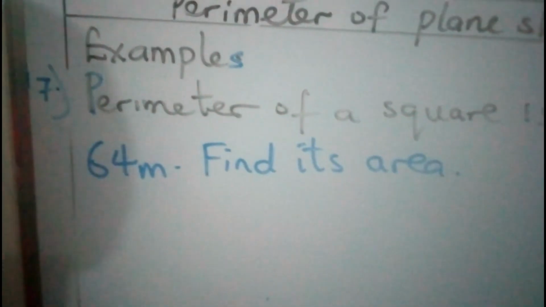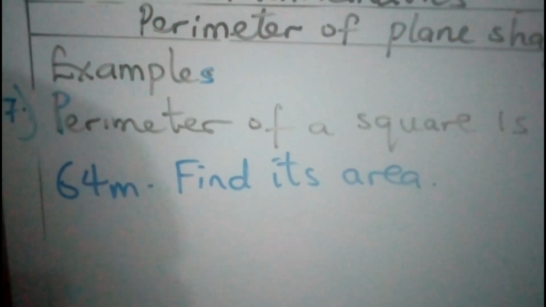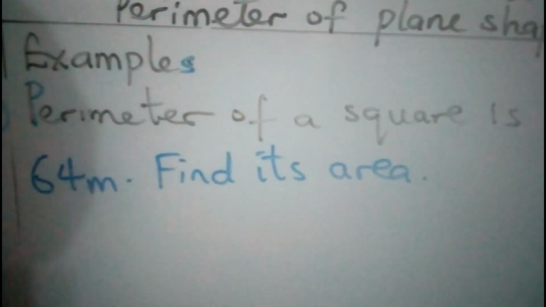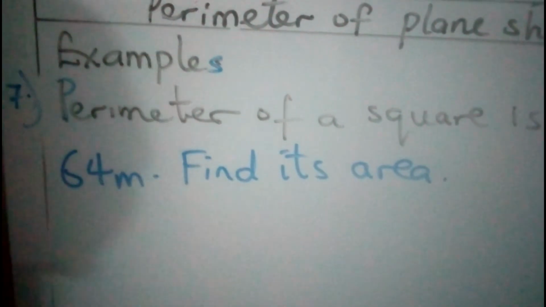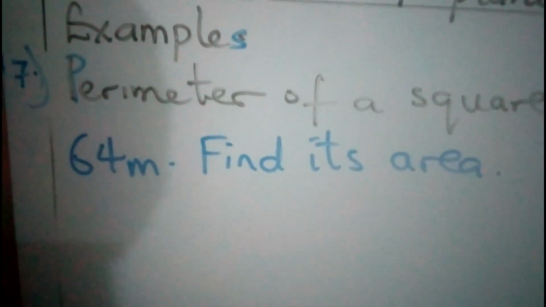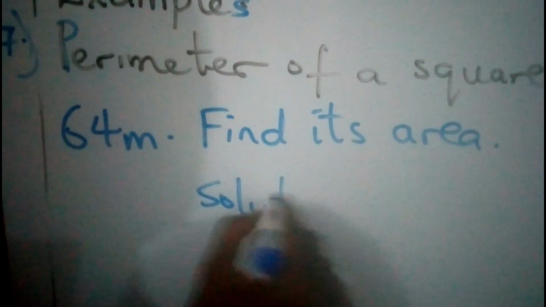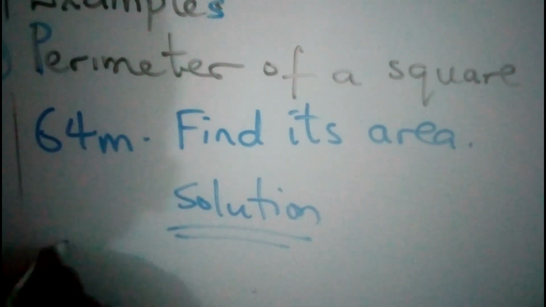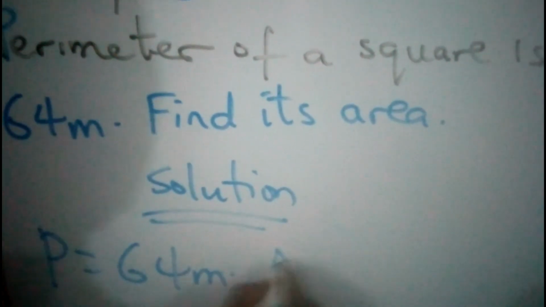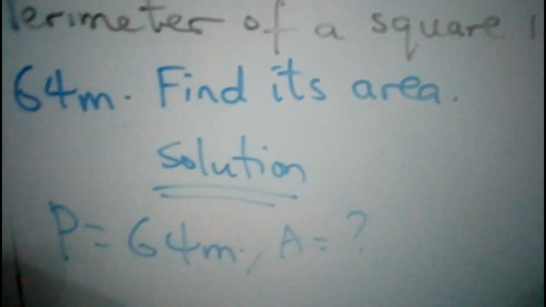Alright, we're taking example 7, and this will be the last example for this morning. The perimeter of a square is 64 meters. Find its area. We are considering a square here. Perimeter is given to find the area. So, solution. Perimeter is given as 64 meters, okay? And we are to find area of a square.